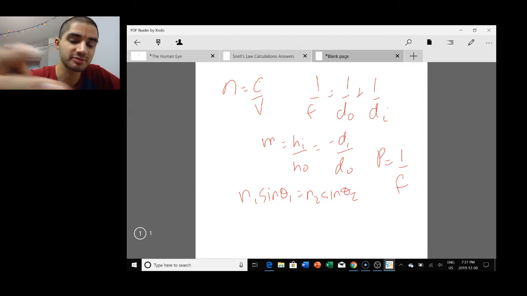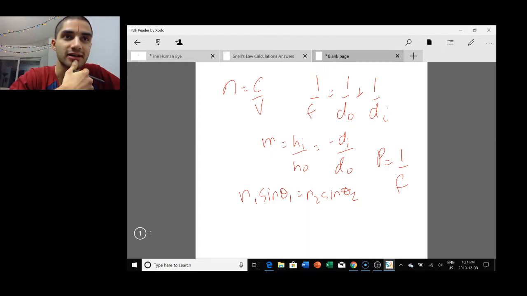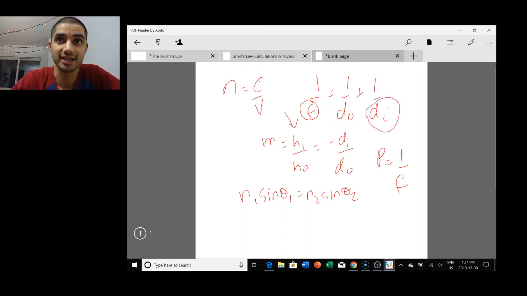I will give you these formulas, but I will not tell you what any of these letters mean. So you have to know what the letters mean. And you also have to know the sign conventions for the distance and height if I give them to you. So remember that focal length is positive for a converging lens or a convex lens, and it's negative for a concave lens. DI is negative for a virtual image and positive for a real image. Those are the important sign conventions that you have to remember.